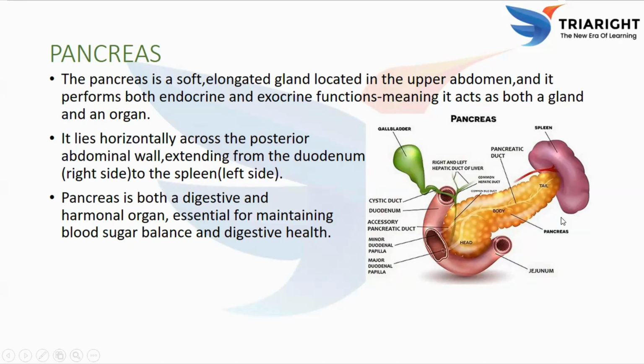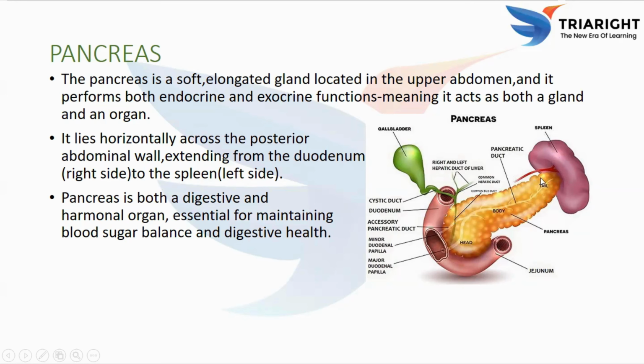When coming to the body, it's an elongated central part, right? The body is always a central part. It crosses the midline of the body, lying behind the stomach. And then next to the body is the tail of the pancreas. This is the narrow end near the spleen. Next to the tail of the pancreas, you can see the spleen over here. It is the narrow end near the spleen, the only part of the pancreas that is intraperitoneal.